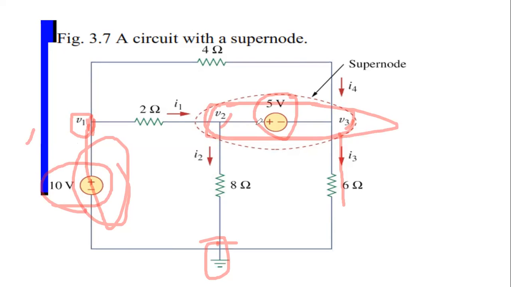We will consider that the 5-volt source is not here, and V2 and V3 are the same. So we have to write the KCL equation for the super node. That is fine. And for the 10-volt case, we have to take V1 as 10 itself, like we did in mesh analysis also. Just recall that. V1 will be directly taken as 10 volt. No need to do anything.